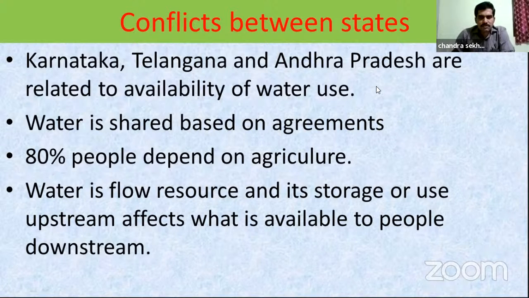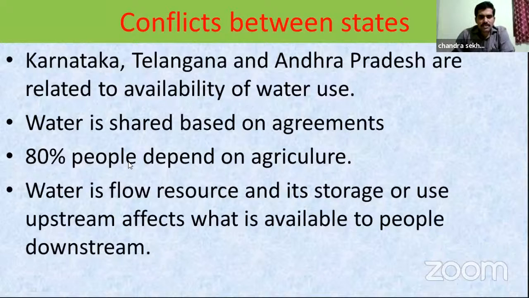Karnataka, Telangana and Andhra Pradesh are related to availability of water usage. So we have conflicts between these states in water usage. Who has to use more water? Karnataka is demanding more water because most of the catchment area is in Karnataka. But at the same time, Telangana and Andhra are also demanding a sufficient water share in the Tungabhadra river. Water is shared based on agreements.